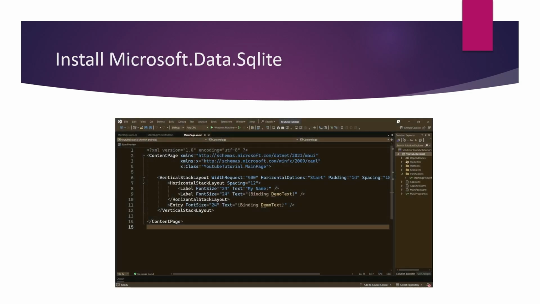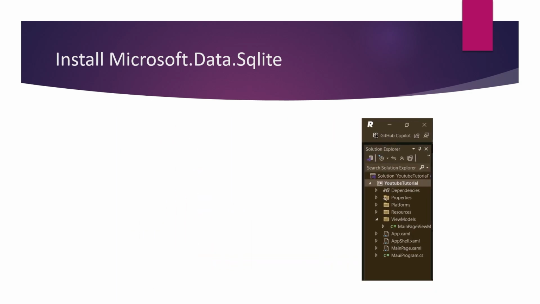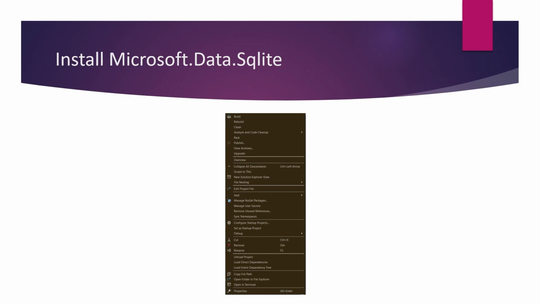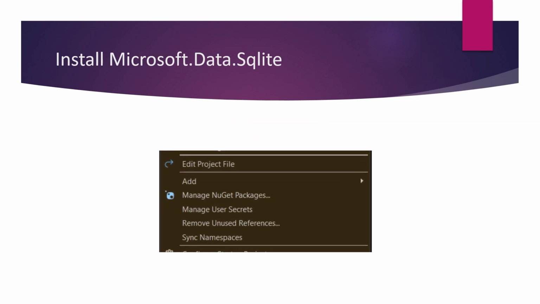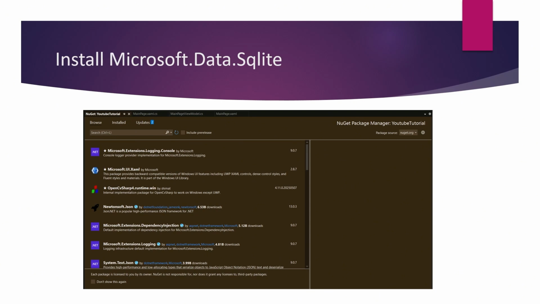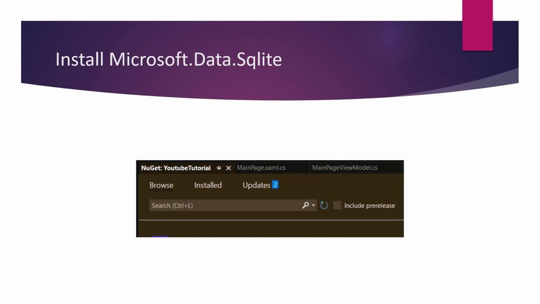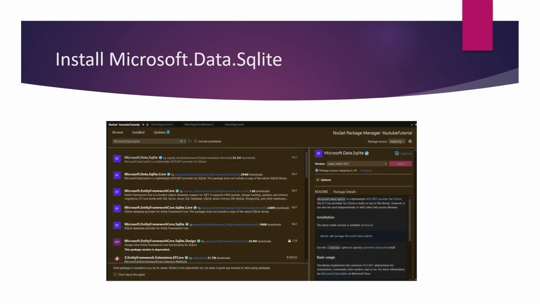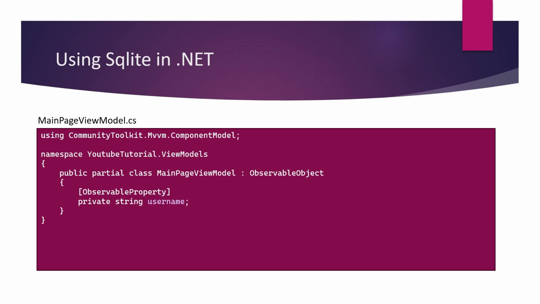So now we are going to go to our project, right? And now we have to install the package. So just go to your sidebar, and on your project name, right click there, and you'll get this context menu. Just click Manage NuGet Packages, and then search for Microsoft.Data.Sqlite like this. Yep. And then just click install. Right. And now in your view model file, we just create a bindable variable called Username.